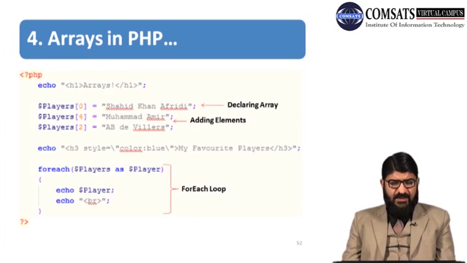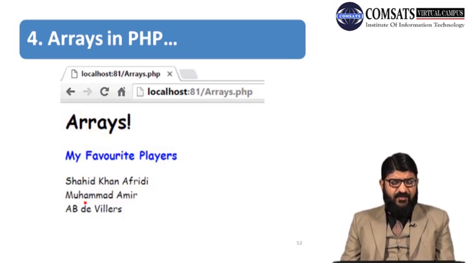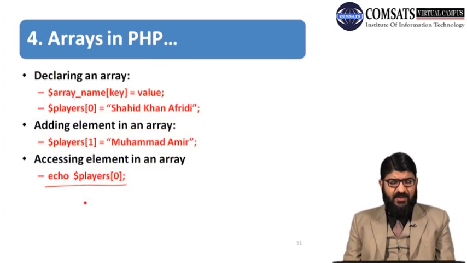The first array is mentioned, then the array is declared with a default value, and then we are adding different values to the array, and then with a for each loop we are executing each value, the player's value in the for each loop. So fetching that, all the values will be displayed in sequence. The first is Shahid Afridi, the second Muhammad Amir, and third ABD Willers. Why? Because these are assigned in sequence.